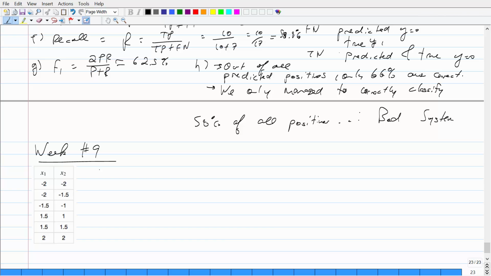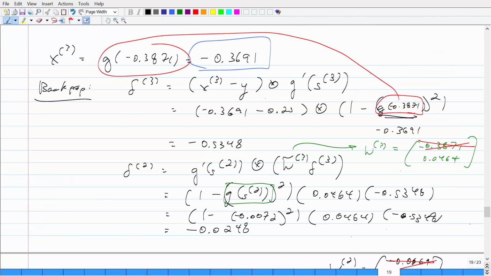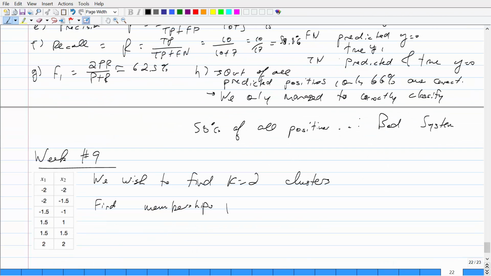Okay, so what we wish to do is find 2 clusters. We want to figure out that there are 2 clusters, and we want to determine the cluster centroids and the memberships per element. Okay, so find memberships and centroids for 3 iterations. Okay, so we're going to do this 3 times.